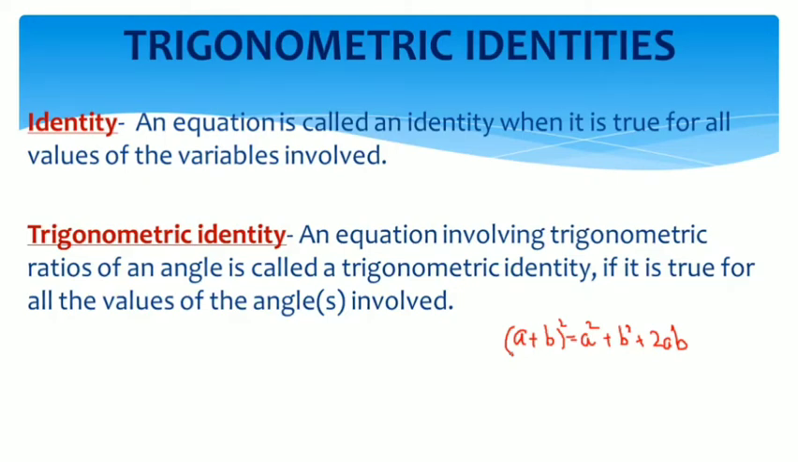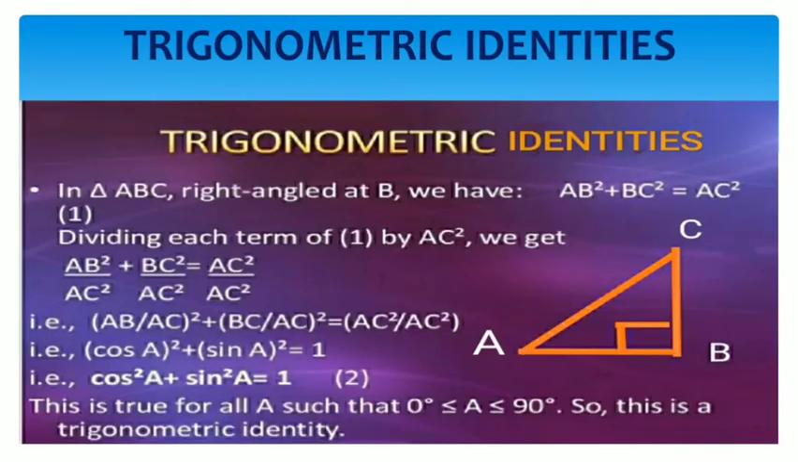Now when we talk about trigonometric identities, it is also an equation which involves trigonometric ratios. We know that there are six trigonometric ratios: sine, cos, tan, cot, sec and cosec. These identities involve these trigonometric ratios, and they are true for all the values of the angles involved in it, because trigonometric ratios involve angles. In class 10th, in respect of a right angle triangle, we have basically three identities. Let me discuss the proofs of those identities one by one.